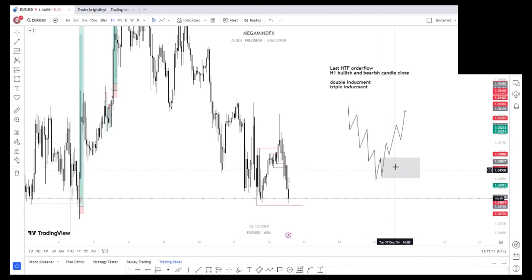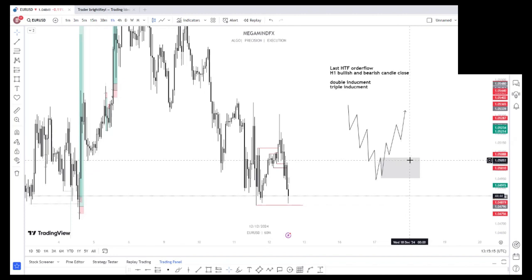Also, cool. This is my last higher time frame order flow. That's how I consider my last higher time frame order flow. So I will tell you the things I look out for within these zones to get in on a very good trading opportunity.